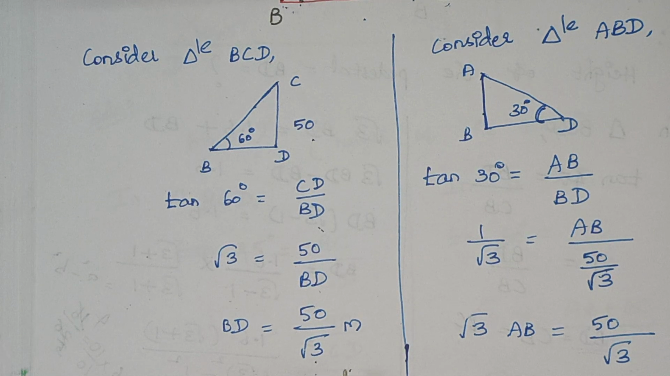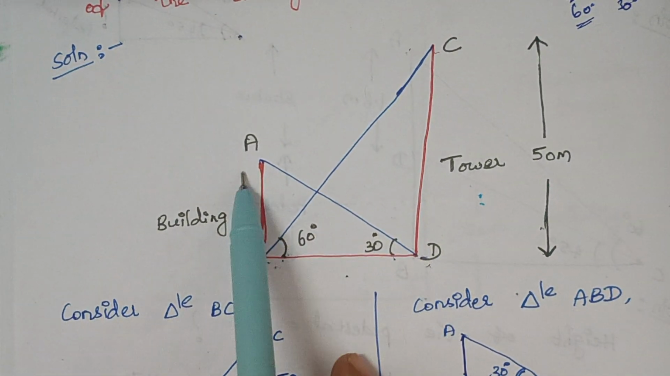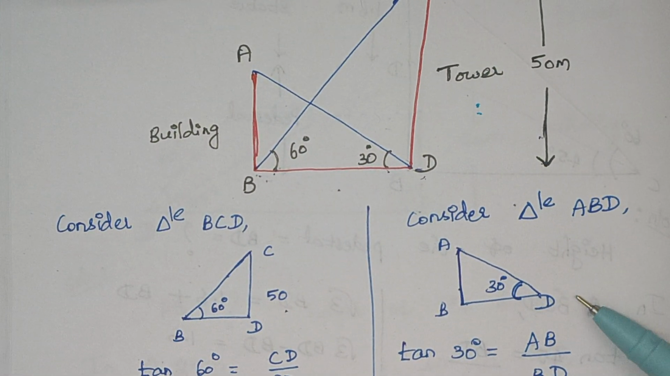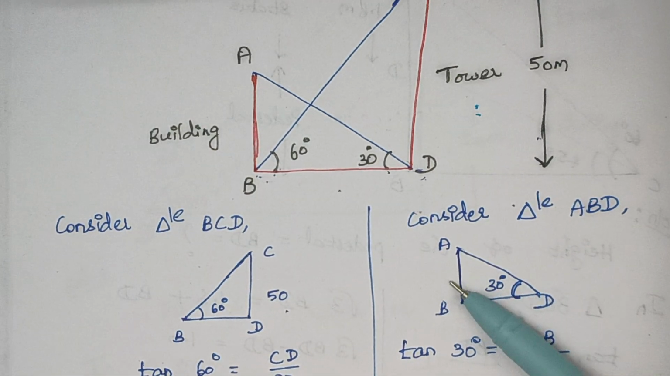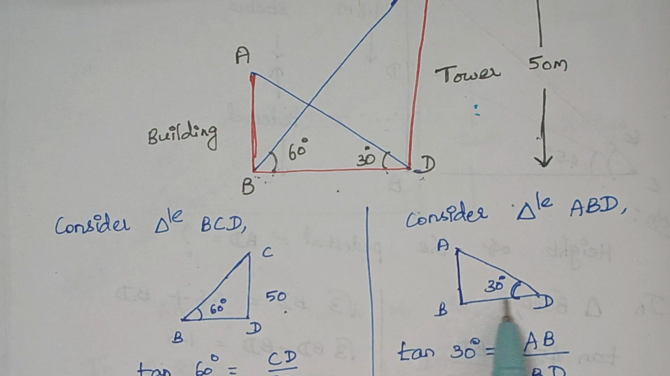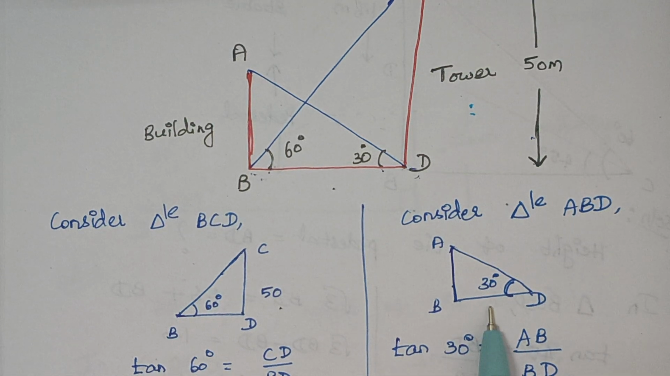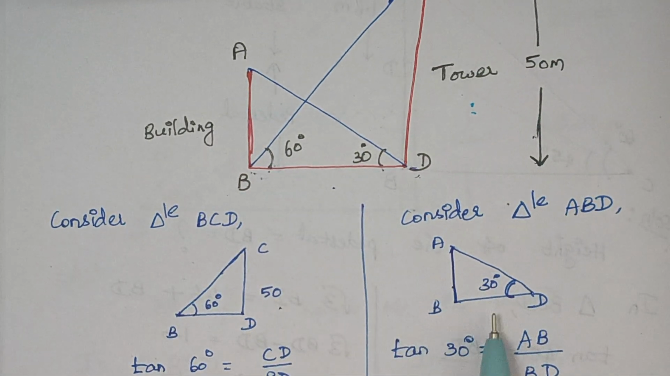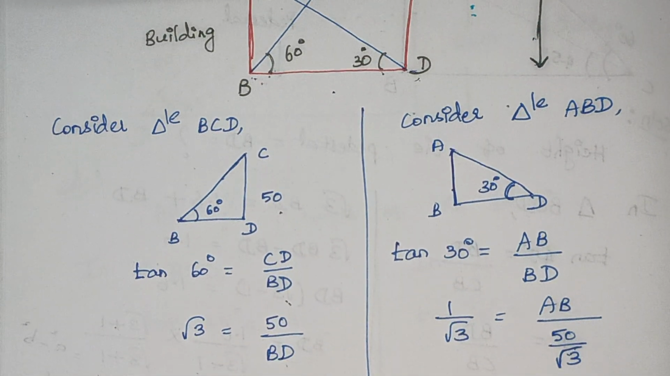Now the next thing is we are going to consider the triangle ABD. We are going to consider this part. So just draw the triangle separately so that it will be easy for you to solve. In this case you need AB, which is the opposite side. But just now we have calculated the value of BD. So what is the ratio that relates the opposite side and the adjacent side? It is nothing but tan. So tan 30 degrees is equal to opposite by adjacent. Here it is AB by BD. So tan 30 is 1 by root 3.